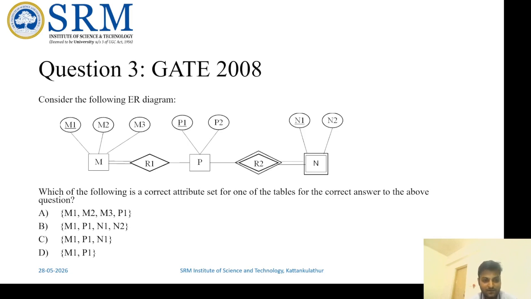So which one of the following is a correct attribute set for one of the tables for the correct answer to the above question? Now the options are given. From question number 1 solution, we see that there are three tables possible. One is for M, one is for P, one is for N. And the table for N has a share of attributes with the table of P. Similarly, the table of P has a share of attributes with the table of N.